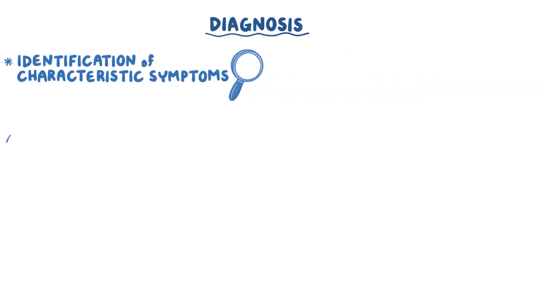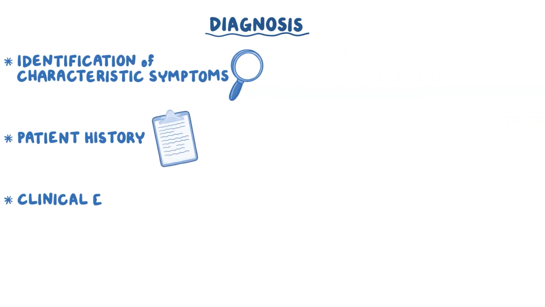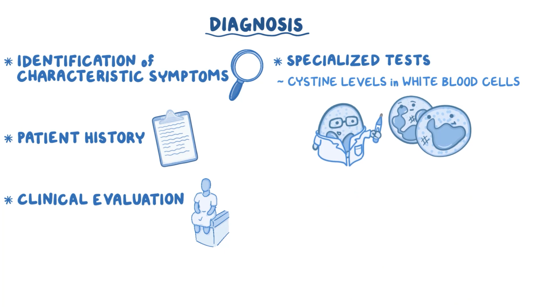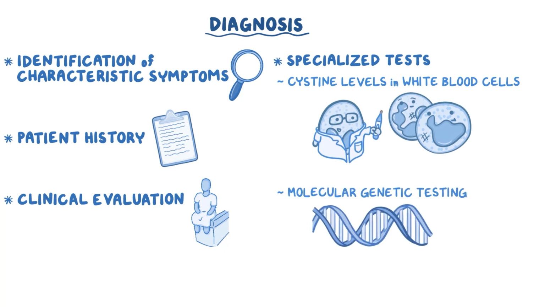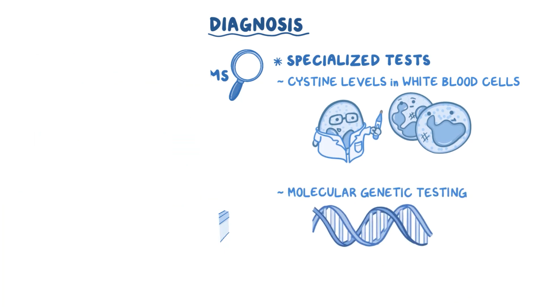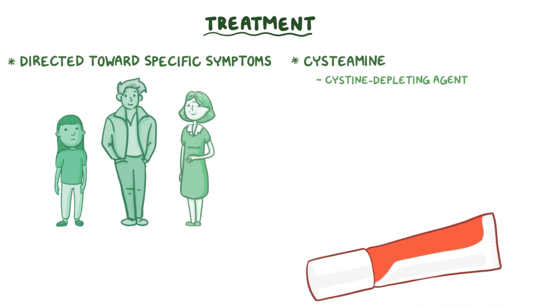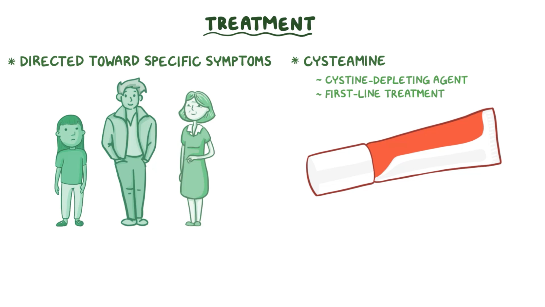A diagnosis of cystinosis is based upon identification of characteristic symptoms, a detailed patient history, a thorough clinical evaluation, and a variety of specialized tests. The specialized tests include measuring cystine levels in certain white blood cells and molecular genetic testing. Treatment of cystinosis is directed toward the specific symptoms that are apparent in each person. But overall, cysteamine, a cystine-depleting agent, is the first-line treatment for cystinosis.